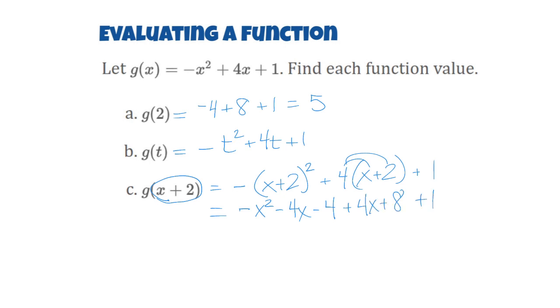All right, and so now let's look at any like terms we can combine. Looks like our 4x's are going to cancel out. And I'm left with a -x squared. And that's going to get me a +5. Okay, so just being able to plug values into a function is what we're working on there.